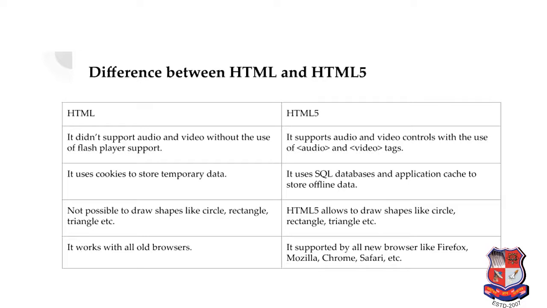HTML uses cookies to store temporary data, and HTML5 uses SQL databases and application cache to store offline data. In HTML, it is not possible to draw shapes like circle, rectangle, triangle, etc. But HTML5 allows you to draw shapes like circle, triangle, etc. And HTML works with old browsers, while HTML5 is supported by all the new browsers like Opera, Chrome, Firefox.